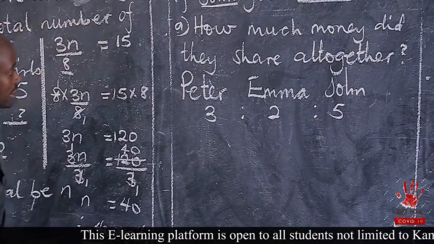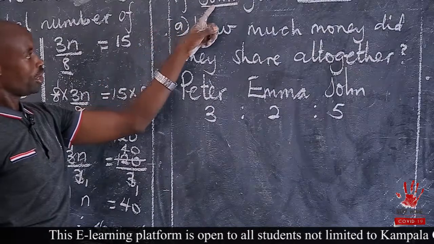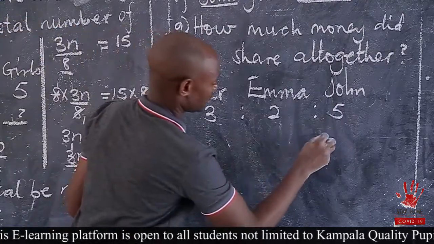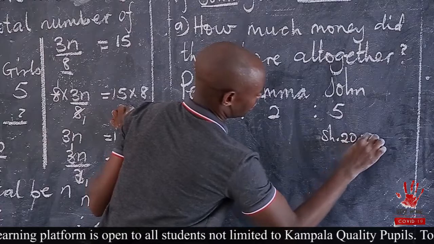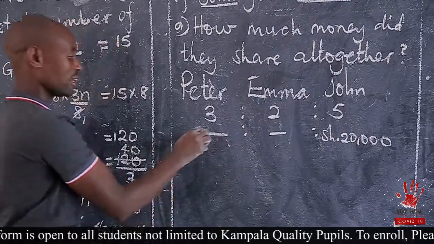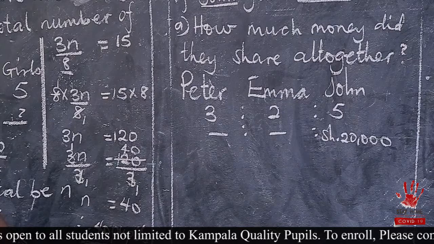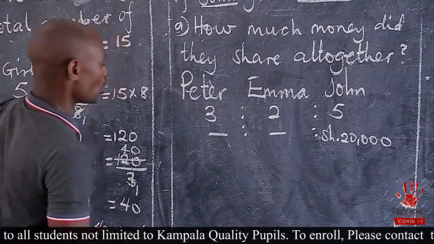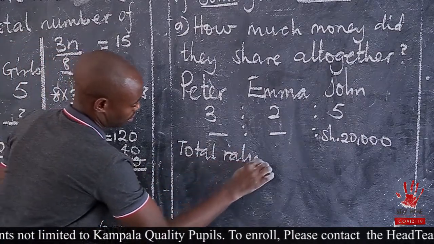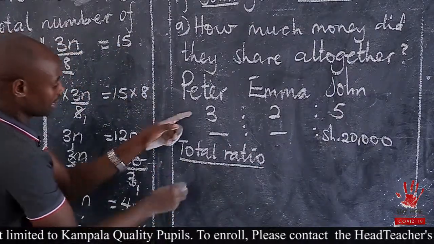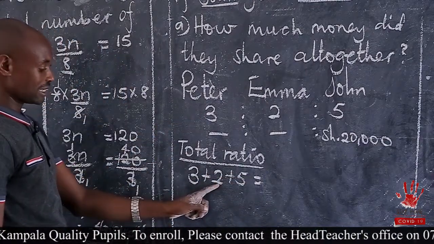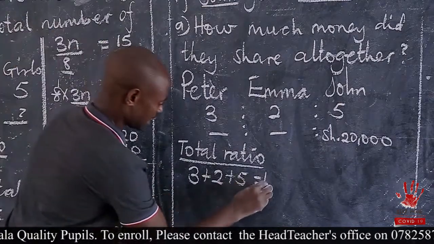And John got 20,000 shillings. So you look for John. Where do we have John? John is here. So John got 20,000 shillings. So it means we don't have what this one got. And we have been told to find how much money they shared all together. So we are going to get the total ratio. The total ratio is going to give us 3 plus 2 plus 5. 3 plus 2, 5. 5 plus 5, 10. Okay?